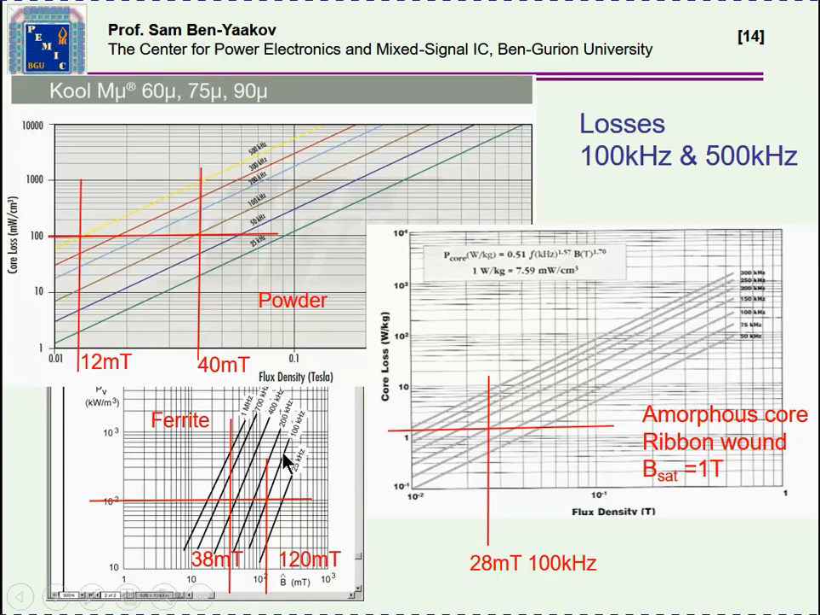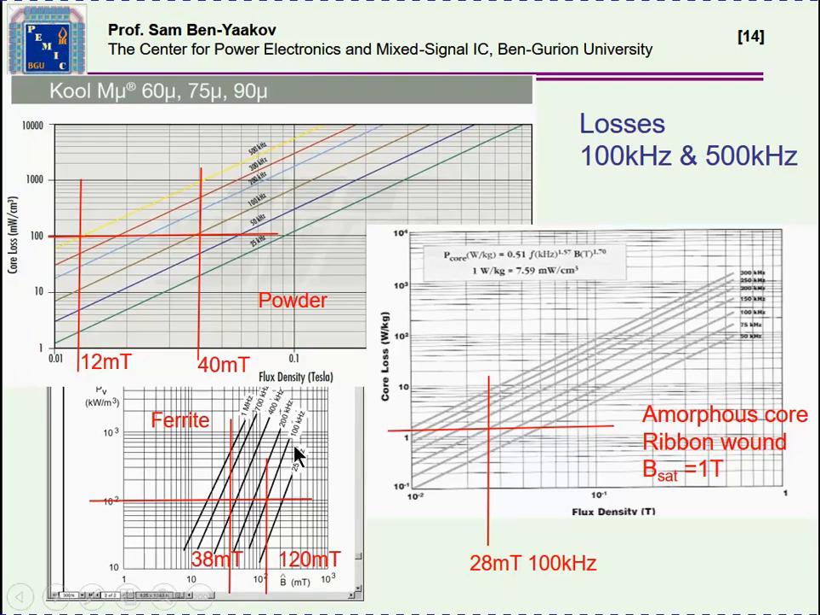If I compare different materials, this will be the ferrite material. This is just an example, 3F3. This is a powder material, the Kool Mu that we've also seen before, and an amorphous core, which is a ribbon wound. And the nice feature of it is that it has a very high Bsat. This is 1 Tesla as compared to 0.5 Tesla for a ferrite and the iron powder core.